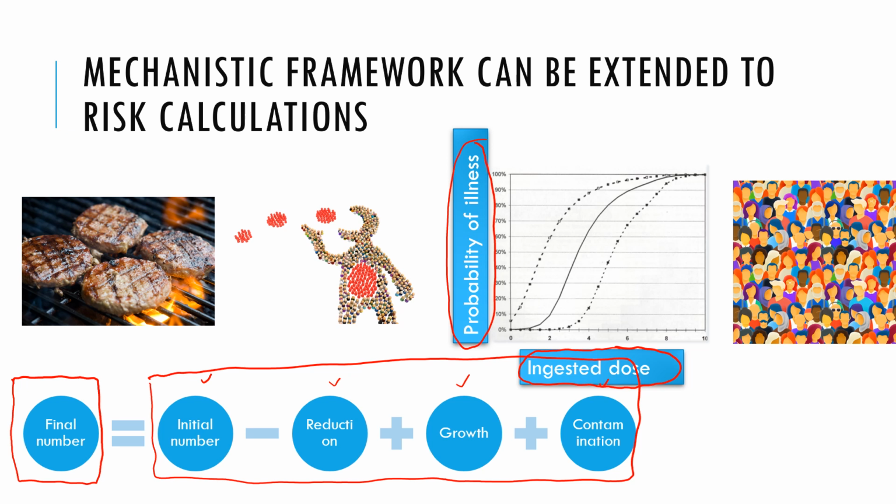It is important to see how the mechanistic framework that we have talked about so far eventually fits into this risk framework, and therefore can give a mechanistic description of food safety all the way up to the population scale. Details of such risk calculations are provided in a separate module.